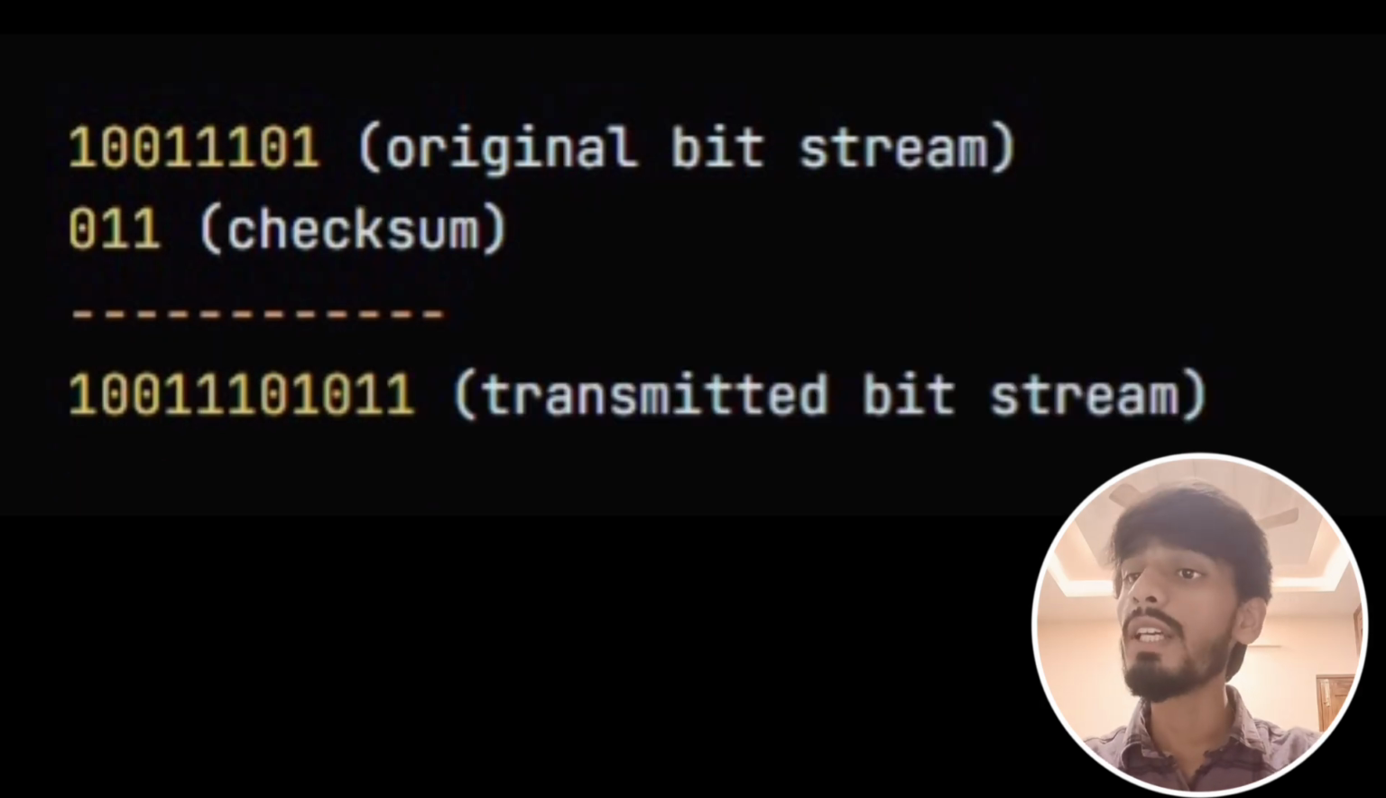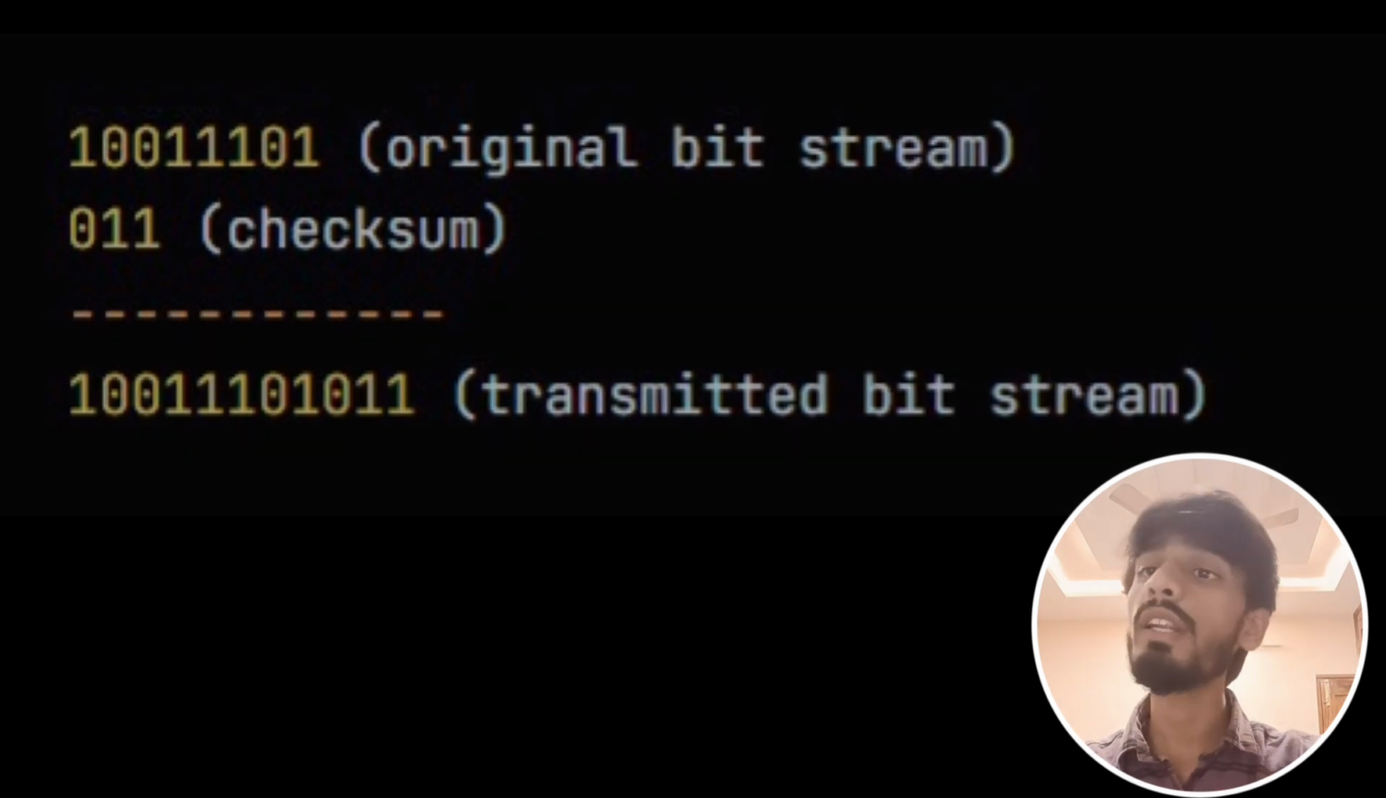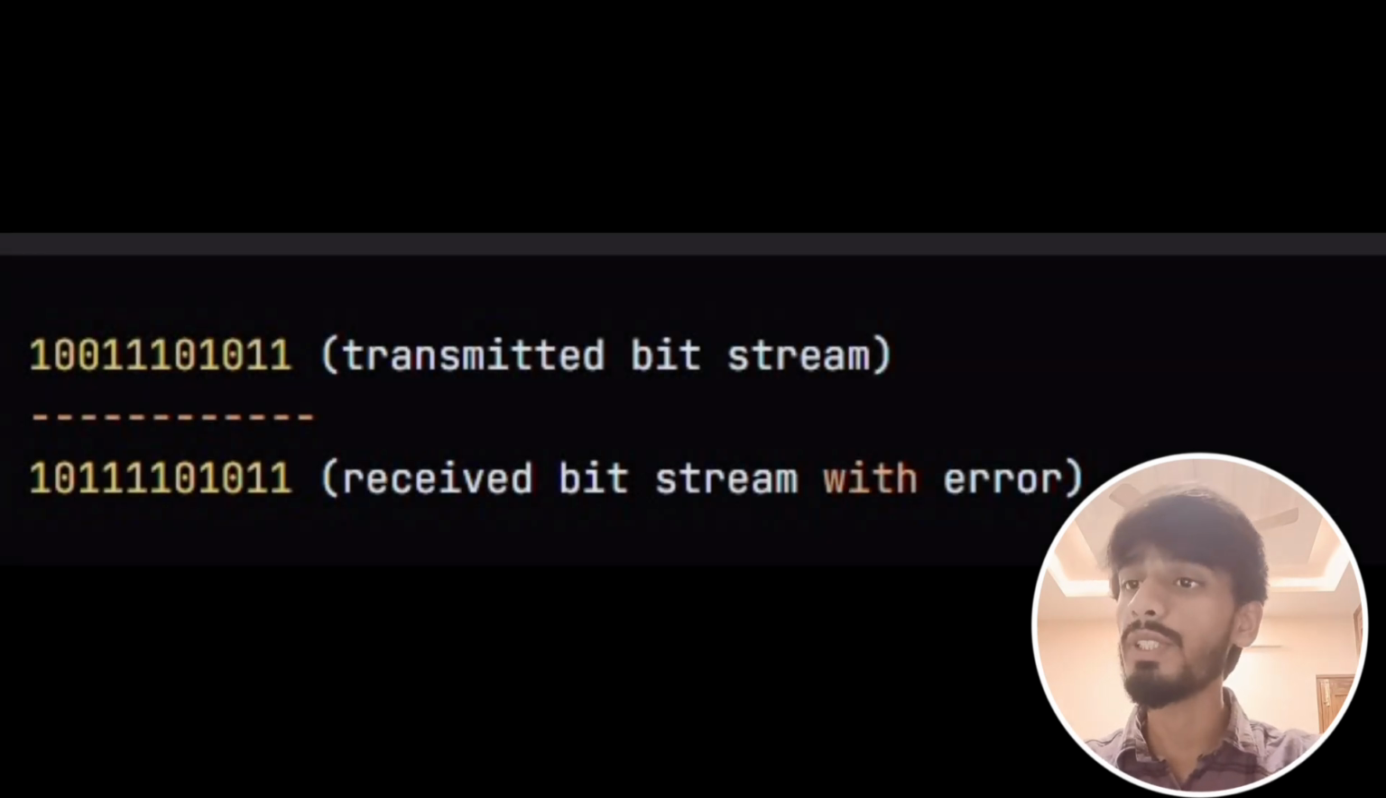Now, the next step is to append the checksum to the original bit stream. When we append it, 10011011011 is the transmitted bit stream. After that, we simulate the error during transmission. During transmission, the third bit from the left is inverted, resulting in the following bit stream. 10011101011 is the transmitted bit stream, and 1011110111 is the received bit stream with error.